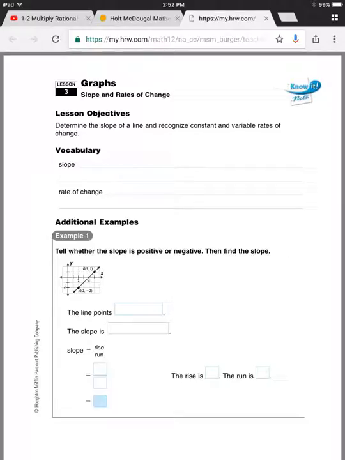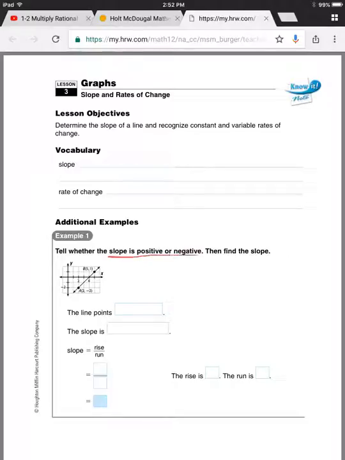The rate of change is the ratio of two quantities that change. Slope and rate of change are the same exact thing. They're just different words for the same thing, which makes life more fun for you. So, if it says find the rate of change of something, it just means find a slope, or if it says find a slope of something, it just means find the rate of change. So, we have some things to look at.